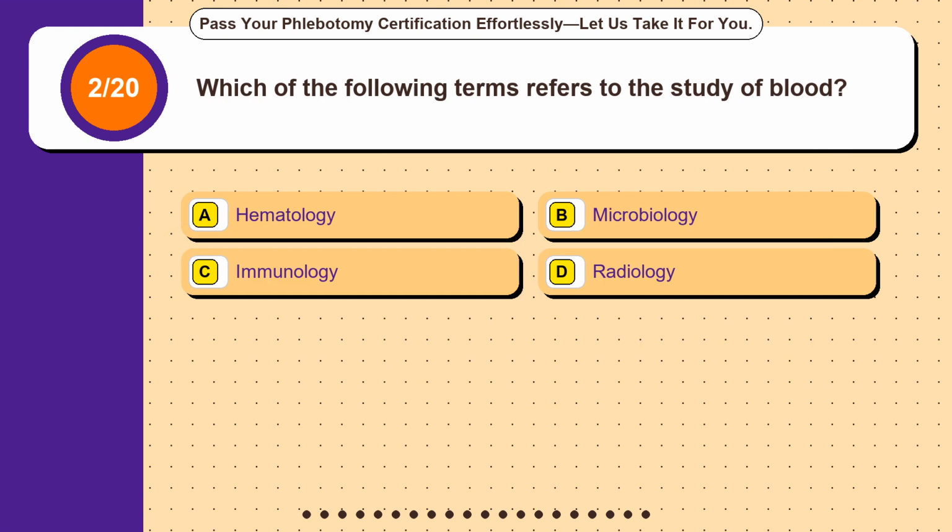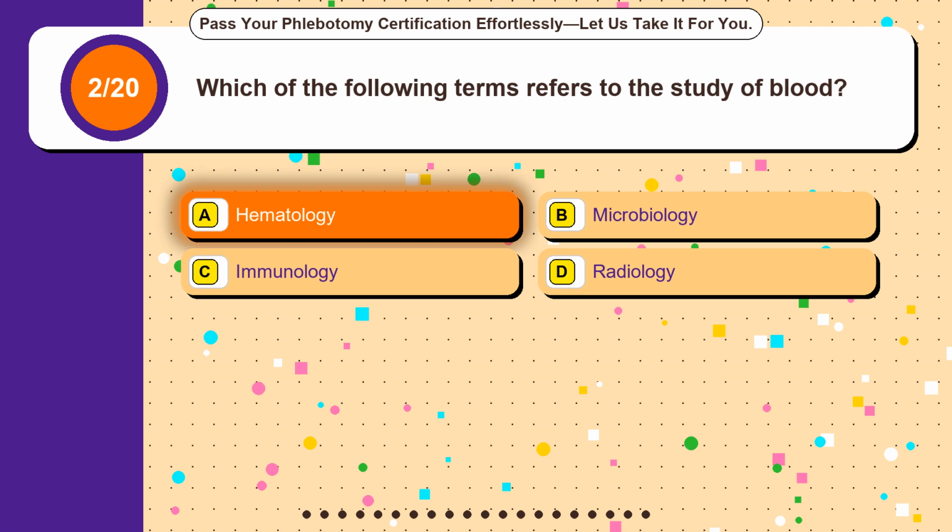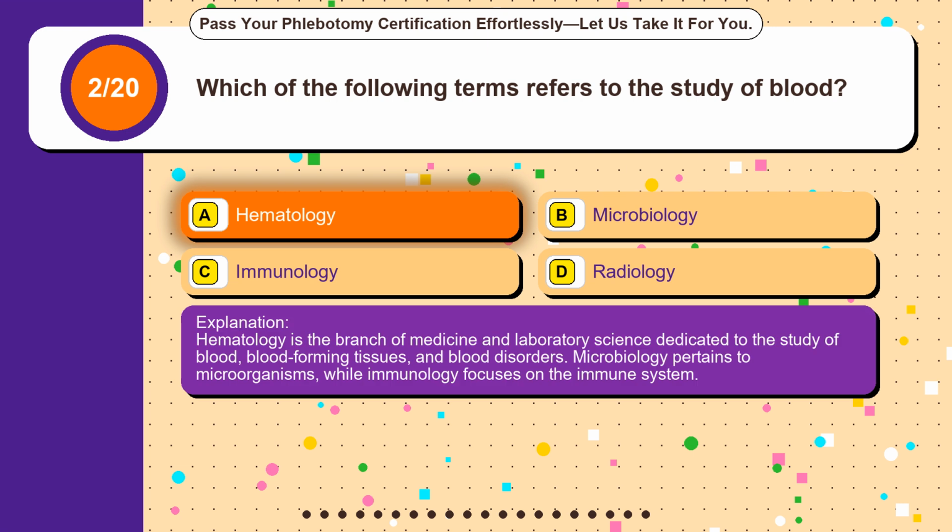Question 2. Which of the following terms refers to the study of blood? Option A, hematology. Option B, microbiology. Option C, immunology. Option D, radiology. The correct answer is Option A, hematology. Hematology is the branch of medicine and laboratory science dedicated to the study of blood, blood-forming tissues, and blood disorders. Microbiology pertains to microorganisms, while immunology focuses on the immune system.